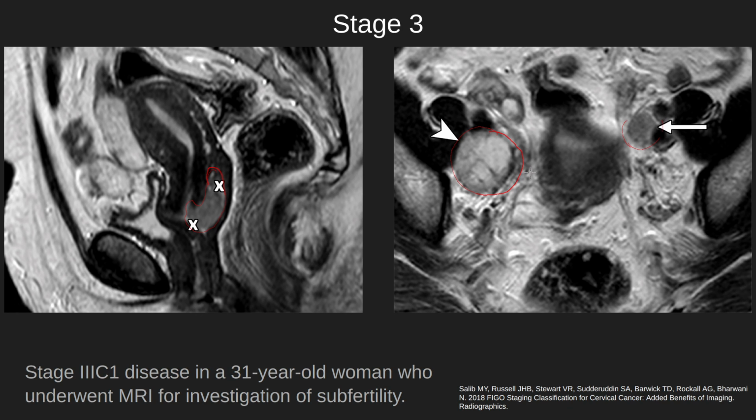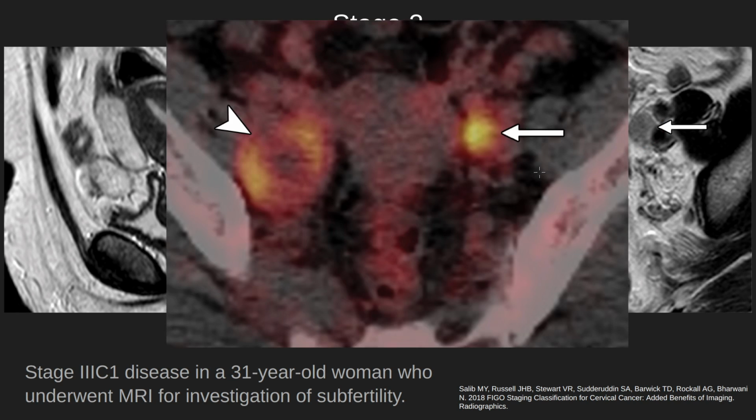To confirm, the patient underwent a PET-CT, and the PET-CT shows this hypermetabolic left pelvic side wall lymph node and then a hypermetabolic right pelvic side wall lymph node with central low uptake suggestive of necrosis.